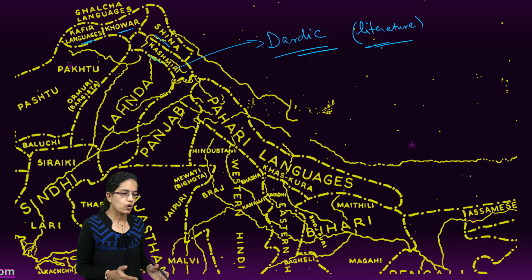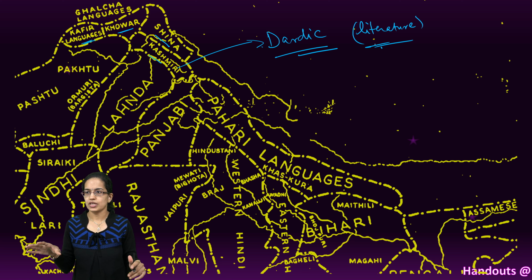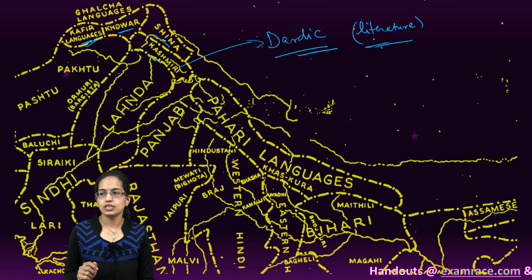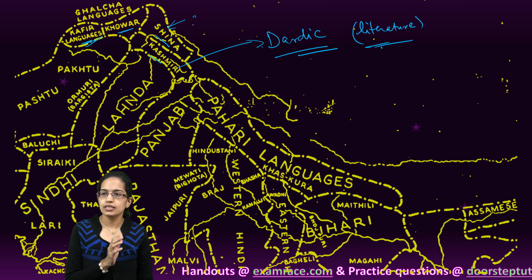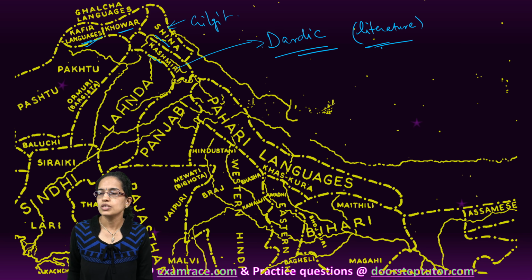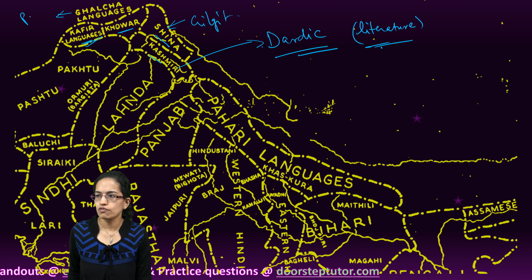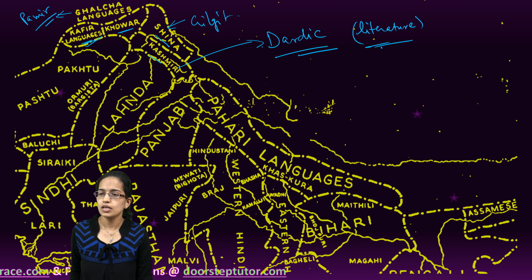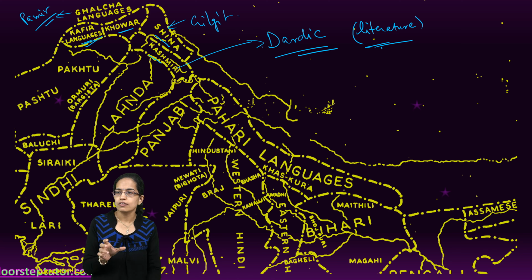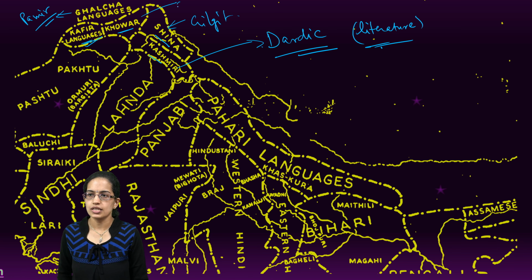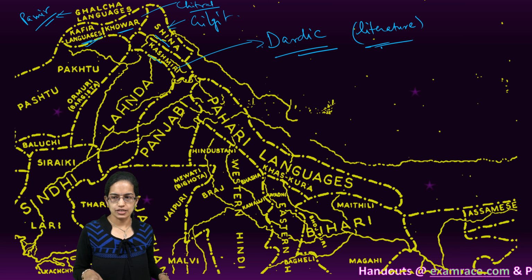Now coming on to the specification. So Kafir language was the language of the region of Kafiristan. Then Shina was the language of Gilgit, similar to the Gilgit, which was the language of Pamir. Shina was the language of Gilgit, and Khowar was the language of the Chitral region. So those were the areas and the respective languages.